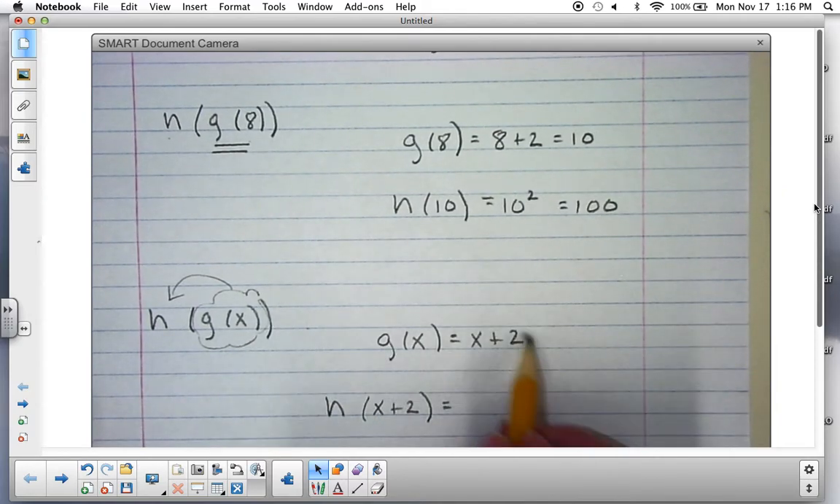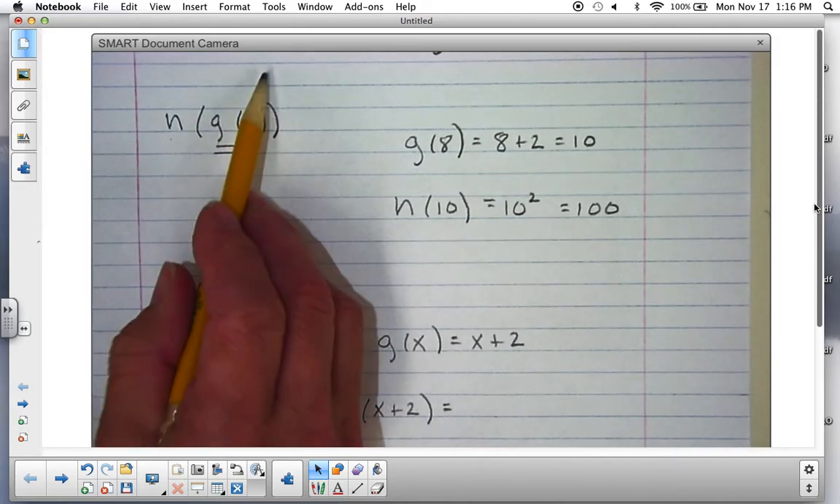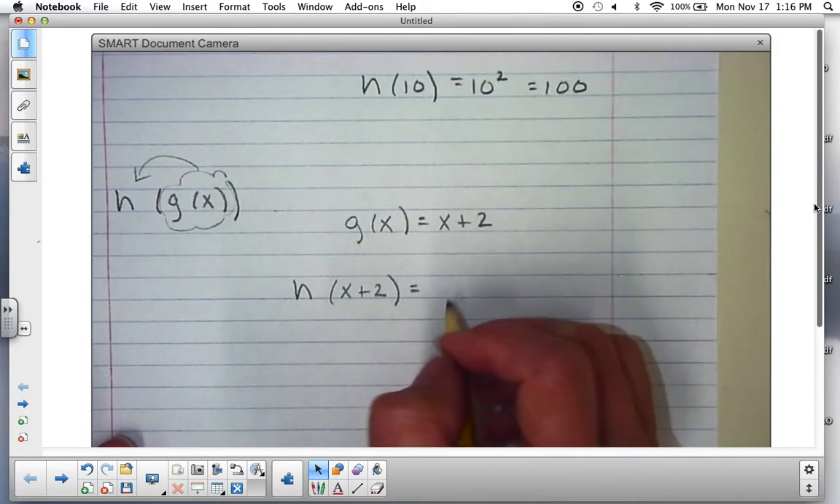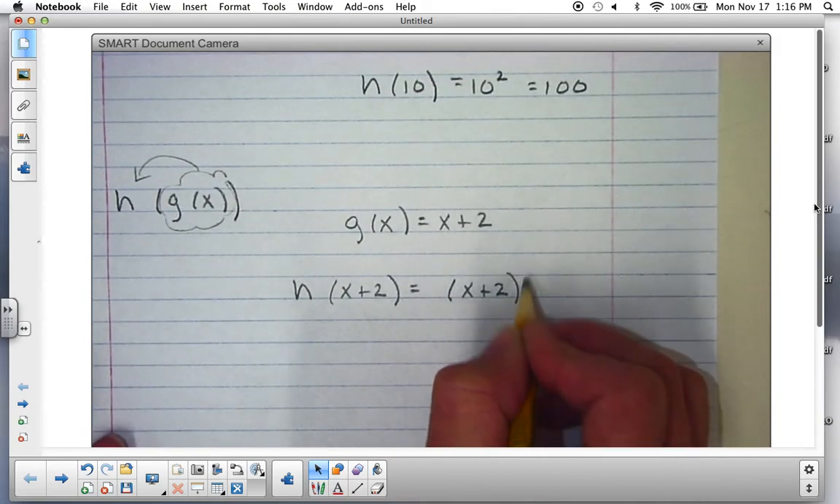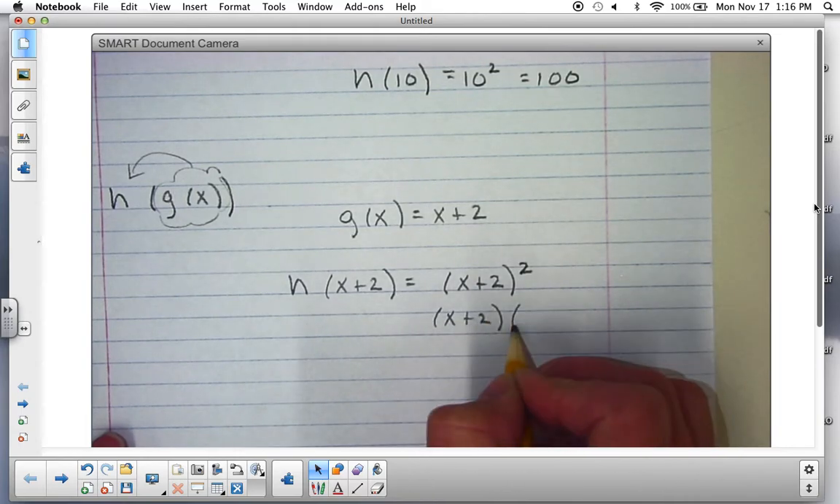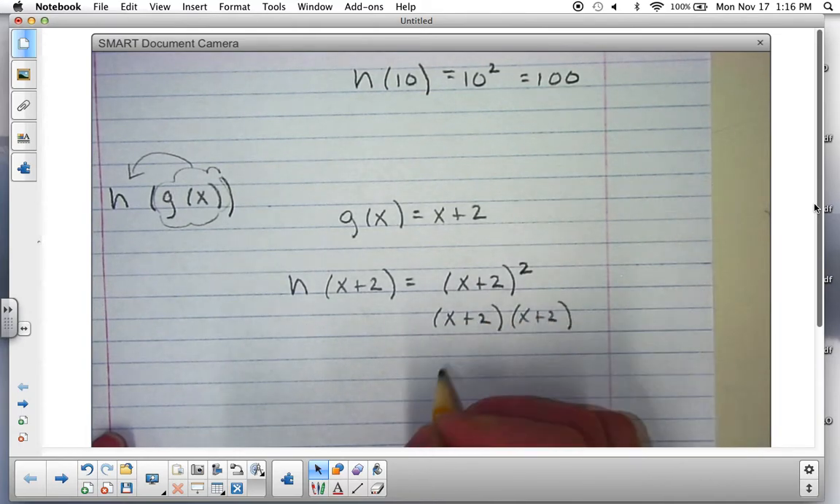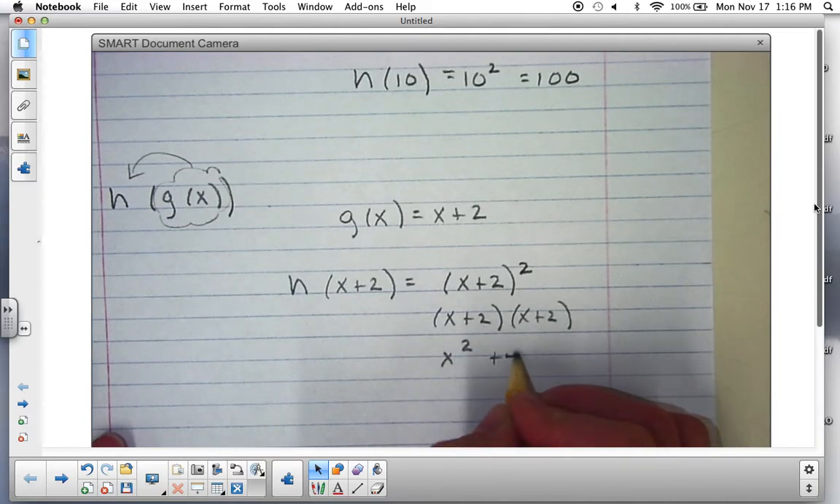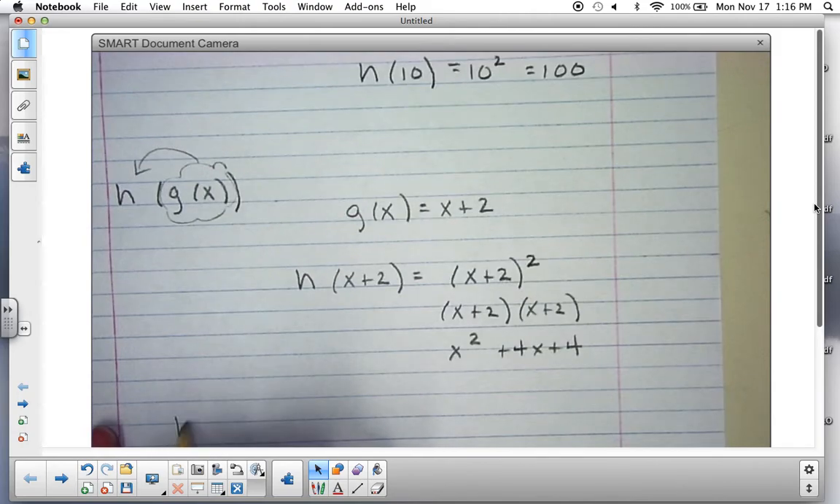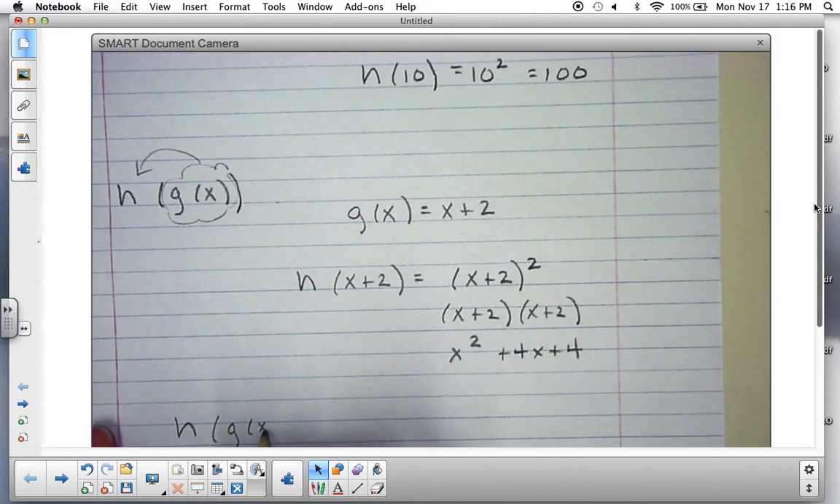So I'm going to put this entire thing that was g into this spot right there for h. So it's really going to be x plus 2 quantity squared, which is x plus 2 times x plus 2, which will be x squared plus 4x plus 4. So that is a rule that will let you find that every time.